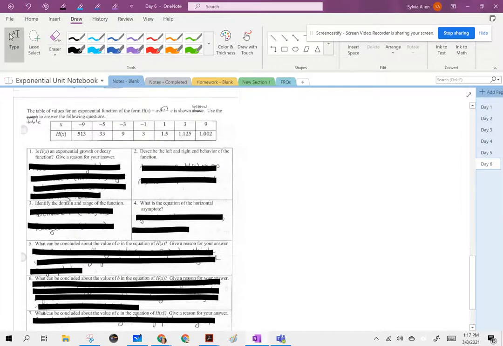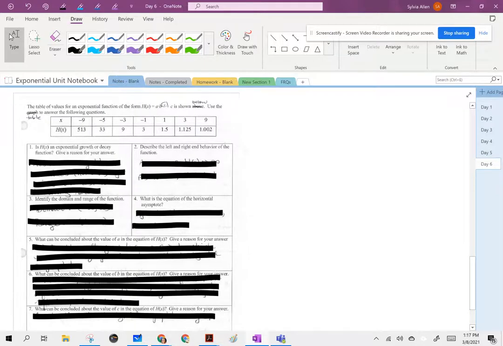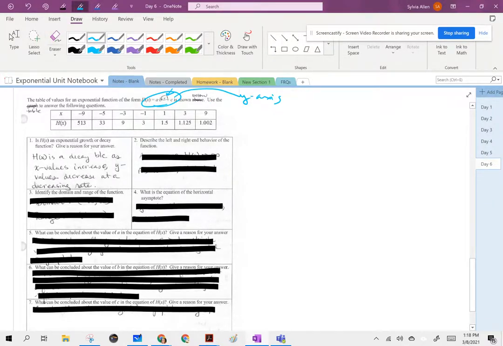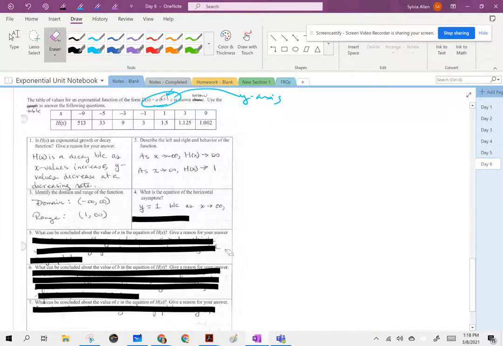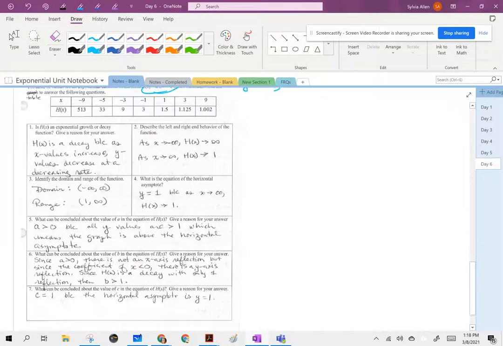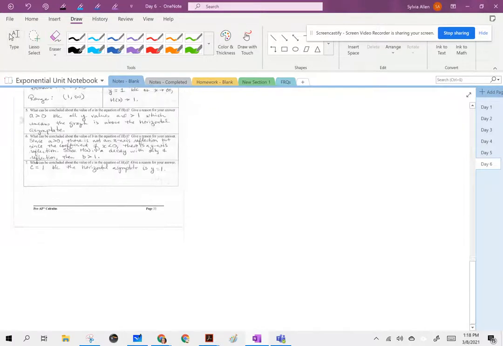All right, now let's take a look at this table and see if you can figure out or answer 1, 2, 3, 4, 5, 6, and 7. Make sure that you're paying attention to this y-axis reflection on this form. Okay, all right, here we go. Here's number 1. Here's 2. Here's 3, 4, 5, 6, and 7. All right, please make sure to address any questions that you have.